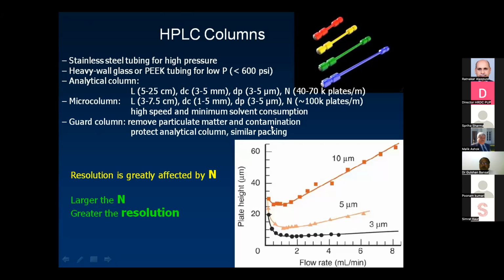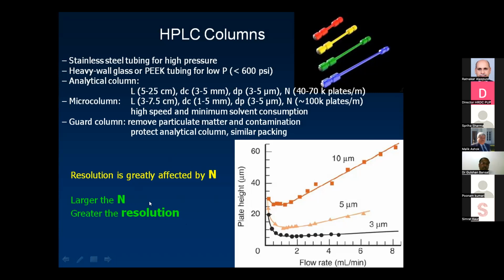Now, resolution is greatly affected by N. N is the number of theoretical plates. The more theoretical plates, the more the resolution. So in the previous discussion, we have stressed that resolution is the most important component of a chromatographic experiment, right? So the larger the N, meaning the larger the number of theoretical plates, the greater will be the resolution.